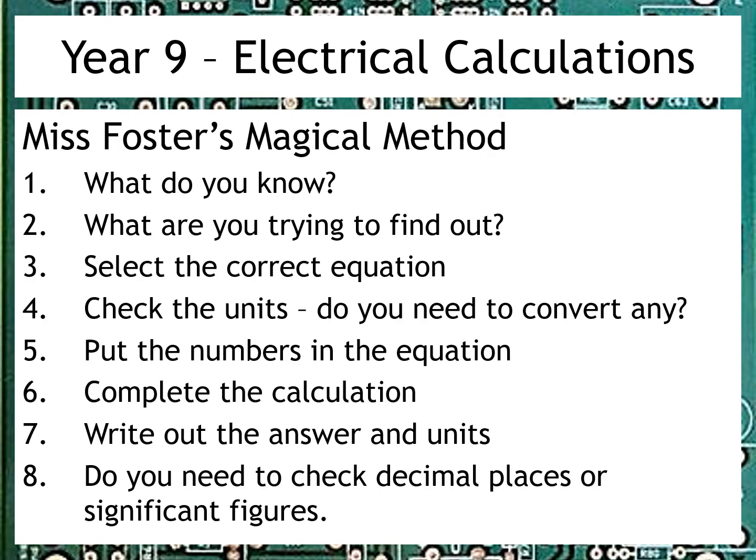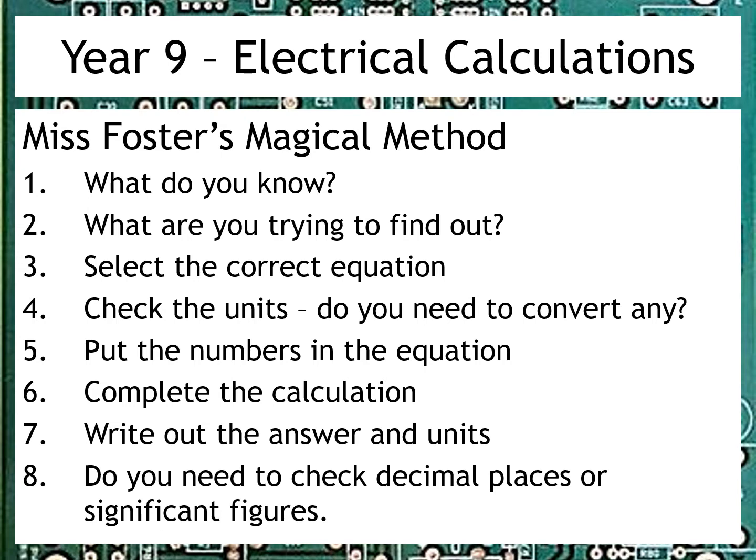So I'm going to be showing you how to use Miss Foster's magical method for doing calculations. You can use this whether you're doing GCSE, A-level or beyond. It will work for absolutely anything. It starts by making sure you read the question and then work out what you know already. Then you have to state what you're trying to find out and use that to select the correct equation.